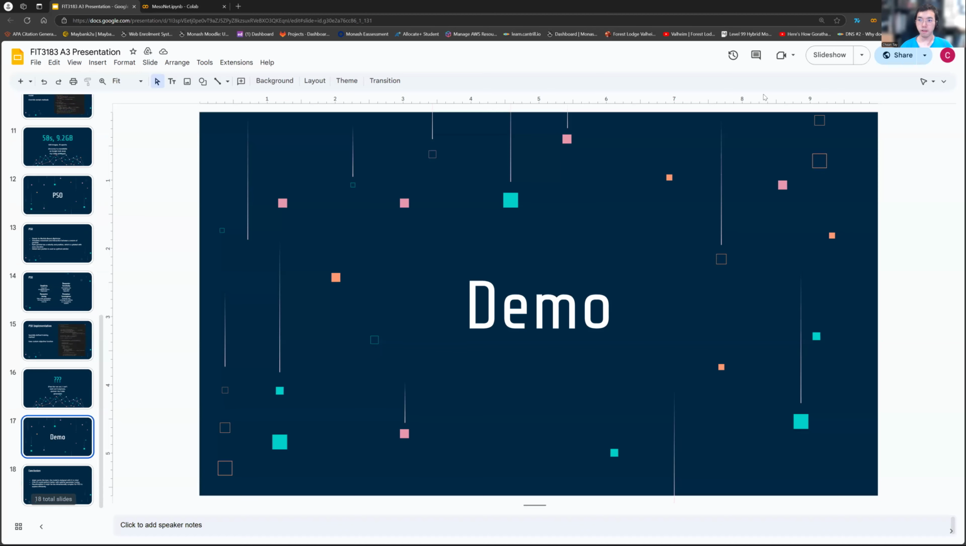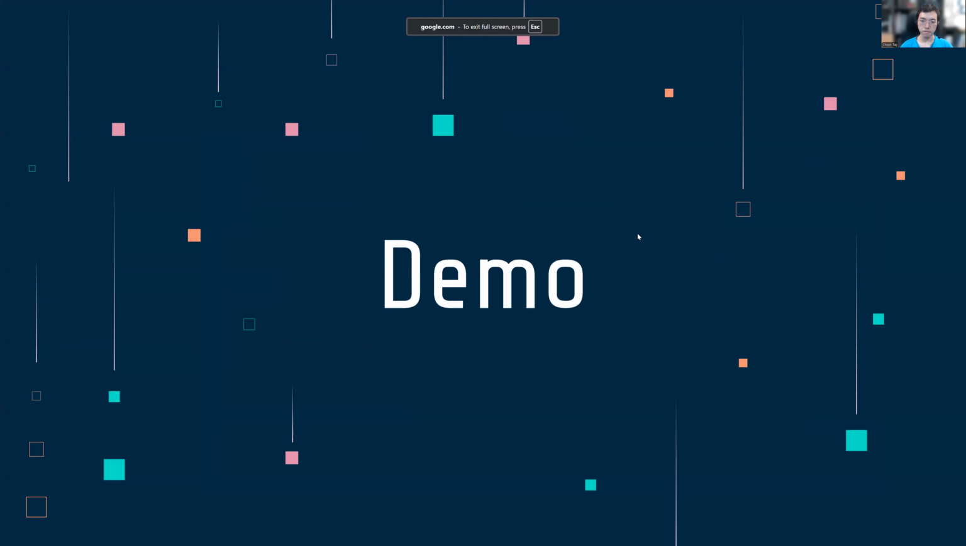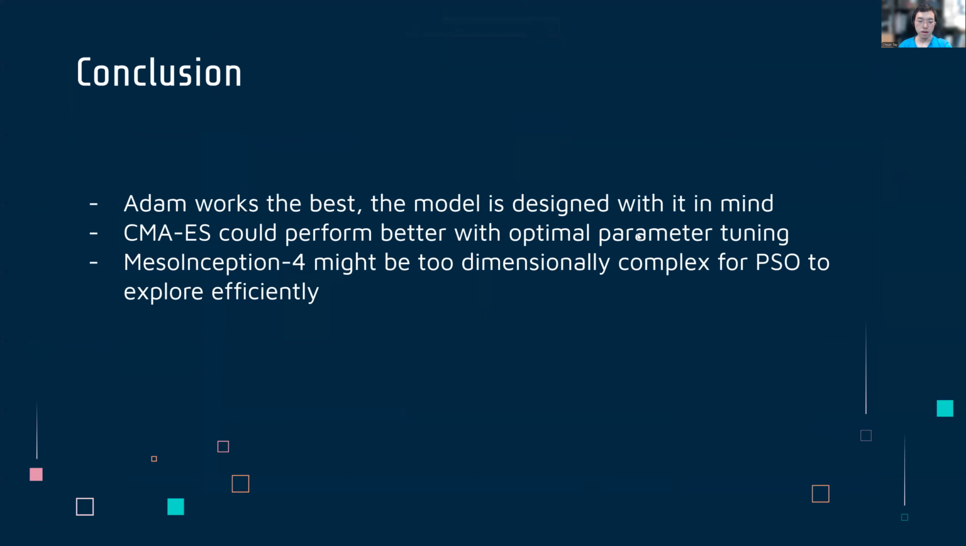Back to the presentation, the slides. In conclusion, I have tried to implement both CMAES and PSO, but much like the most popular book of all time, Adam plays quite an irreplaceable role. CMAES might be able to perform better with proper parameter tuning, but the high computational cost is quite discouraging. In the case of PSO, as it works the best with low complexity algorithms, PSO might not be the best choice when it comes to complex models.